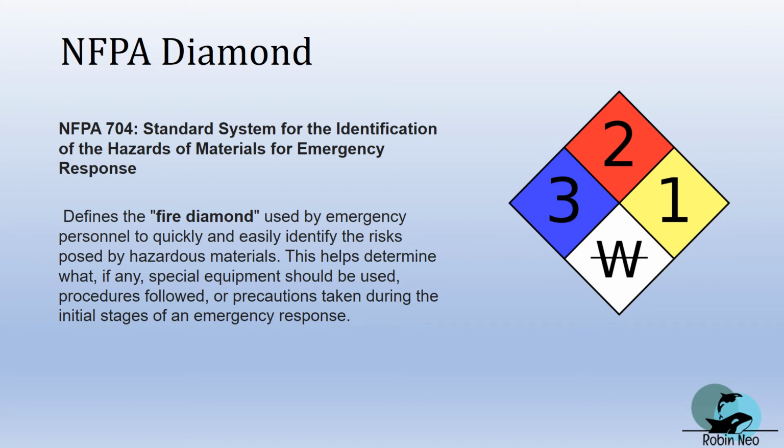What is the NFPA diamond? NFPA 704, Standard System for the Identification of the Hazards of Materials for Emergency Response, is a standard maintained by the National Fire Protection Association. It was first adopted as a guide in 1960 and revised several times since then. It defines the fire diamond used by emergency personnel to quickly and easily identify the risks posed by hazardous materials. This helps to determine what special equipment should be used, what procedures have to be followed, or precautions to be taken during the initial stages of an emergency response.